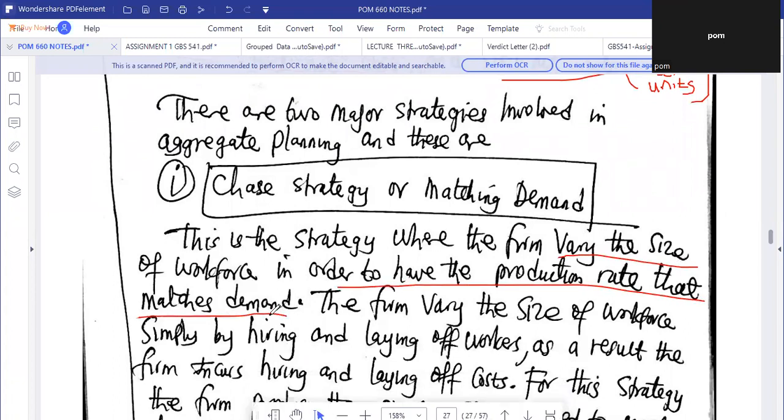So in the chase strategy, you are chasing workers. You can hire or fire workers in the strategy called the chase strategy. Under this strategy, you don't want to maintain the size of the workforce. So you only want to hire or fire workers as we look at the chase strategy of matching demand. You only produce to match the demand. So if the demand is 50 units that the customers need, you only produce 50 units. You don't overproduce. That is the chase strategy. You only vary the size of the workforce in order to have the production rate that matches demand.